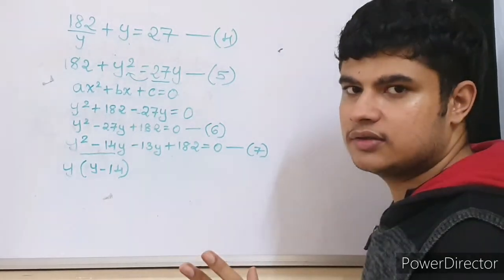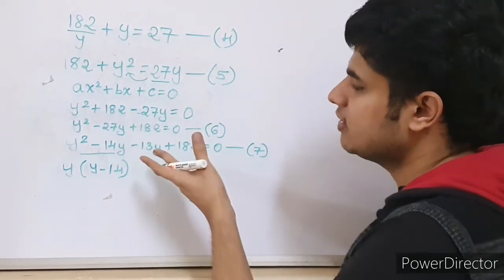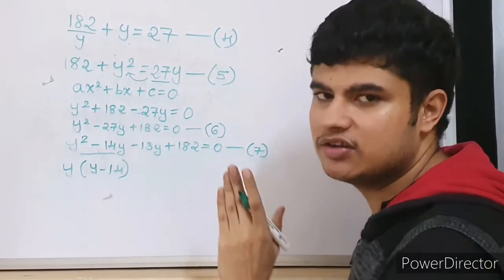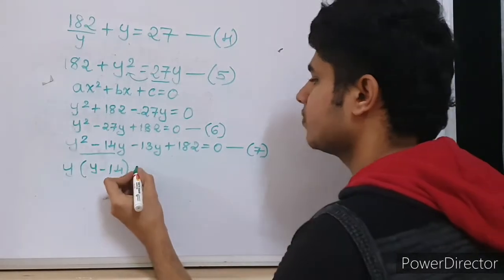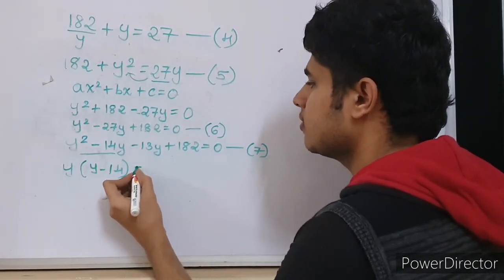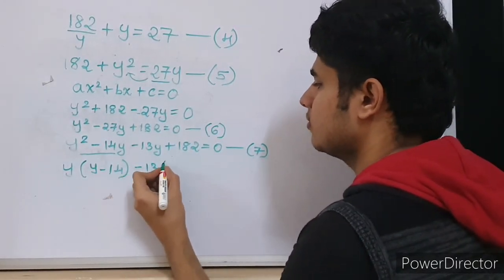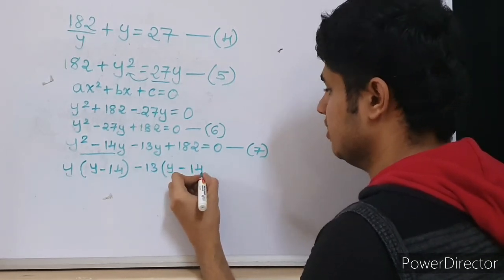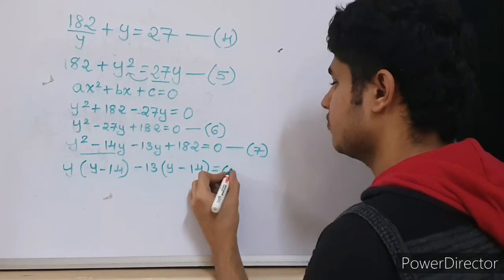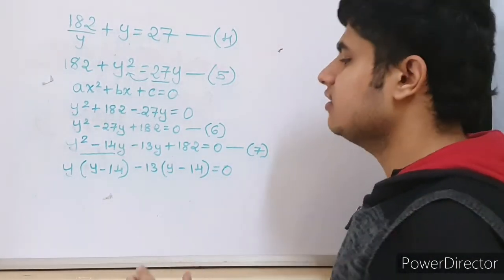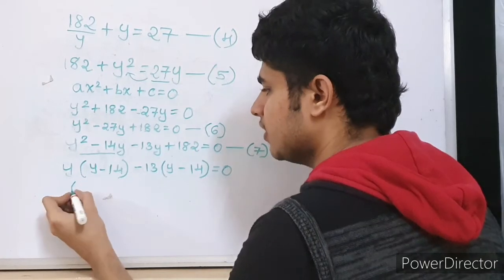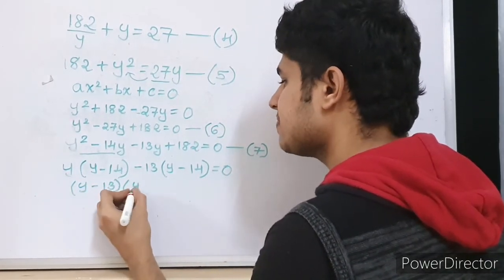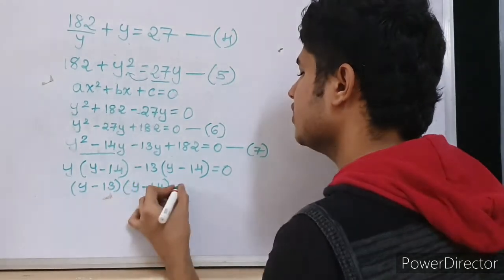Now, the simplest trick is when you take something common from the remaining two terms, you should get the other term as y minus 14 only. Now what is common? Minus 13 is common. So if I take that, what will remain? y minus 14 will remain inside the bracket. And if I take the common things again, it is y minus 13 into y minus 14 is equal to 0.